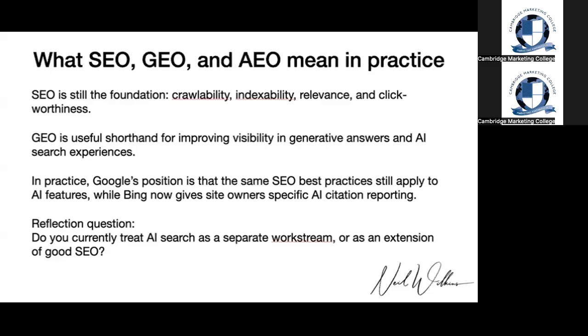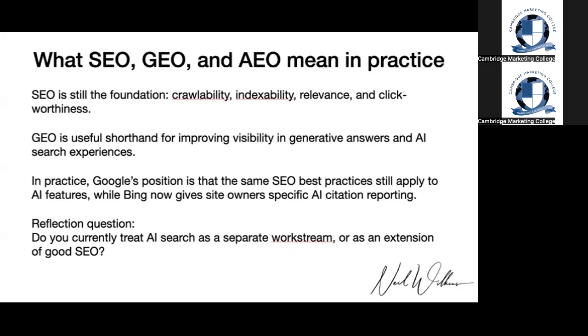So Google is saying, and its position is really clear on this one, that the same SEO practices still apply to AI. And Bing now is giving site owners some specific AI citation reporting. So if you're looking to use other search criteria here, we need to look beyond Google. We do. It isn't obviously now the complete go-to for a lot of people who are searching.